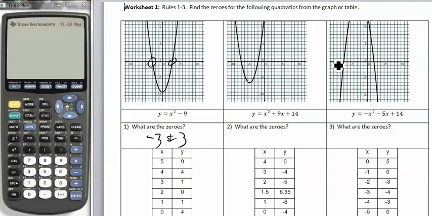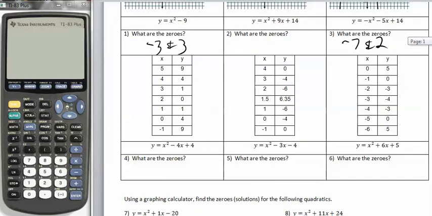So on this one, our zeros are here and here, where it crosses the x-axis, or where y is 0. So that's at -1, 2, 3, 4, 5, 6, 7, and at 2. So in a table, we're just looking for when y is equal to 0. So in this case, we only have 1, so it's at x equals 2.